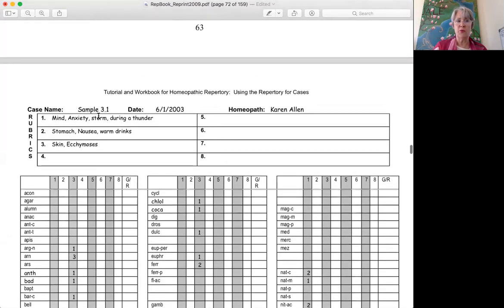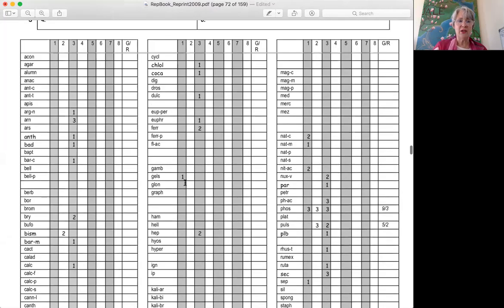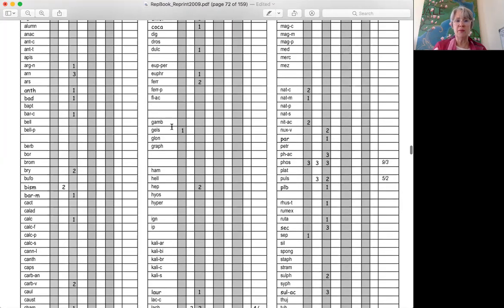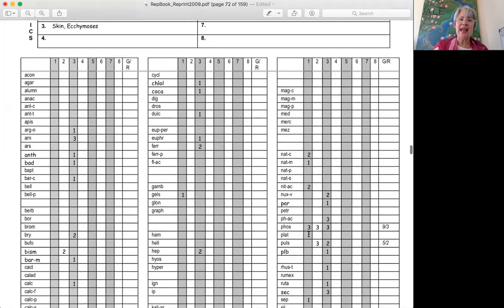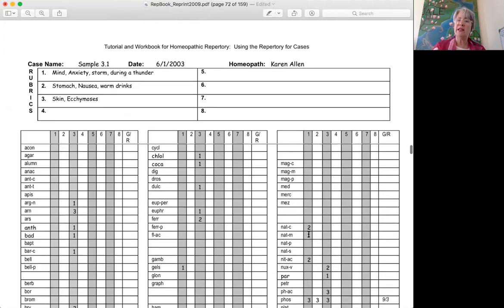So the first rubric is not very big, and so there's not that many things in the first column. You can see gelsemium over here. You can see nat carb, nat mur, nitric acid, phosphorus, sepia. And this was something that gave you a chance to visually see what was covered.